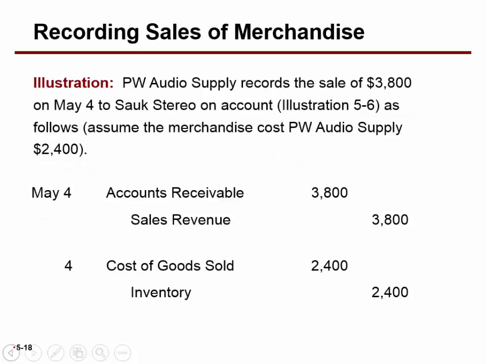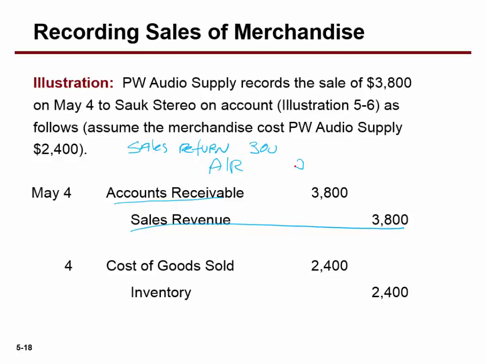Okay, so what happens? We have 3,800 was the accounts receivable. Sales revenue was 3,800, right? And if they returned the stuff, we would do what? We would debit the sales returns. And I guess they must have returned 300. And we would credit what? No, we credit the inventory for 300 because that stuff's coming back, right?